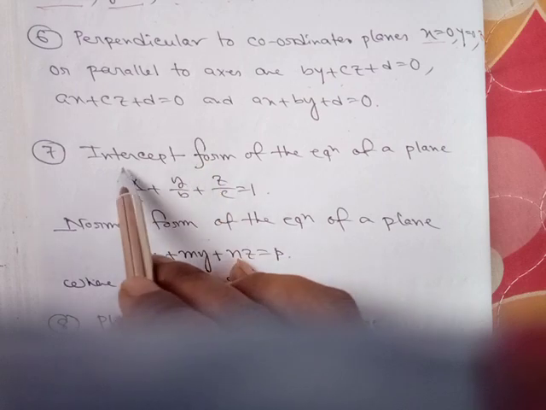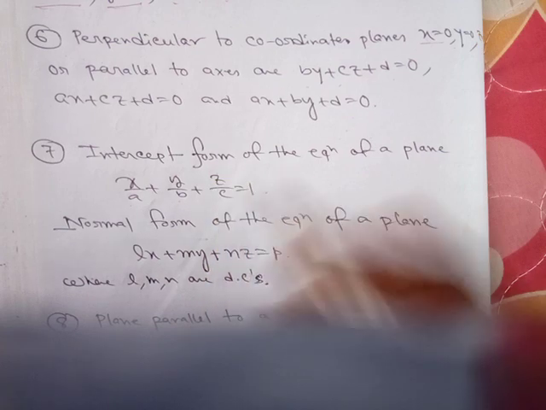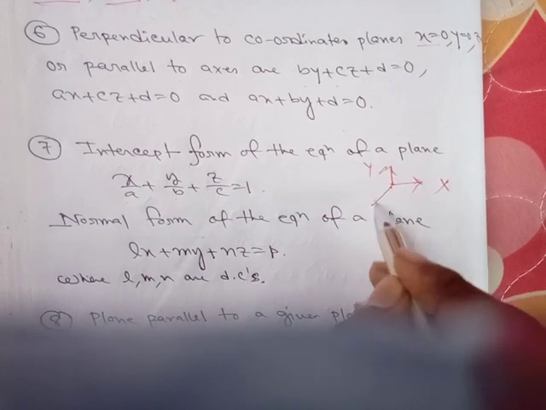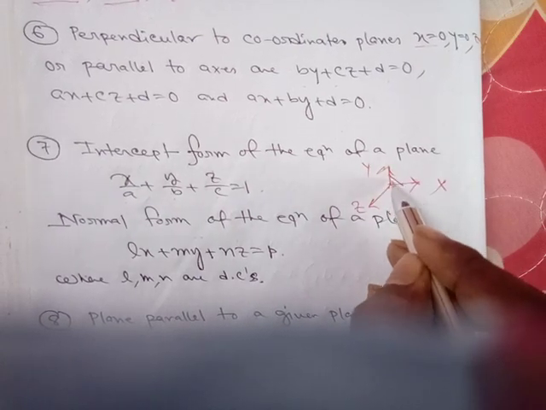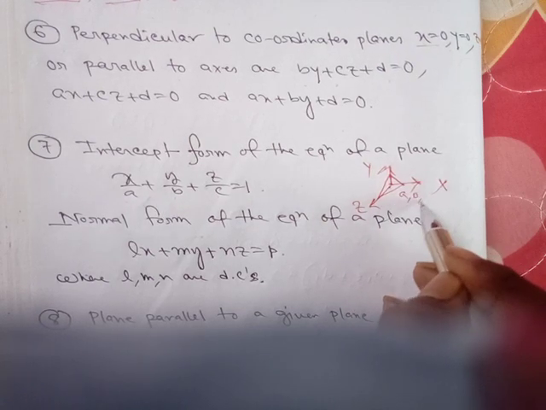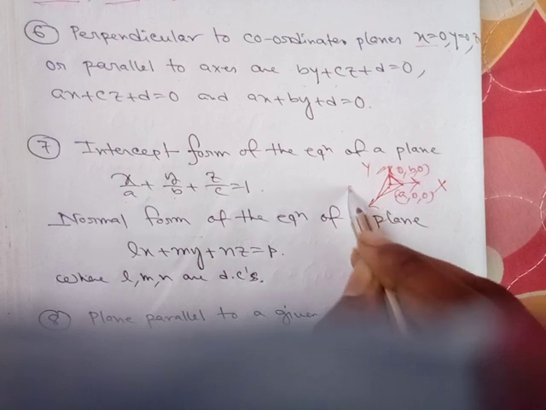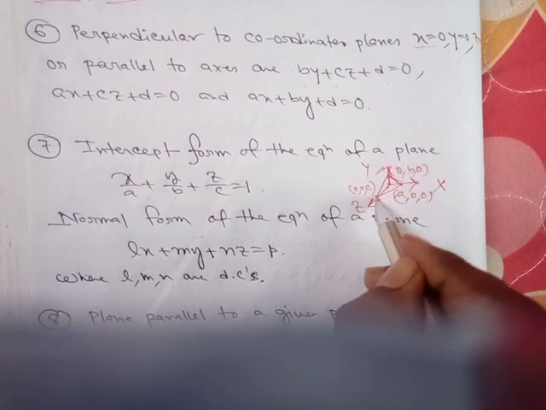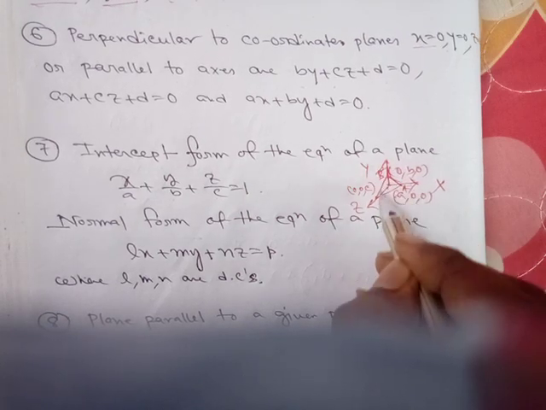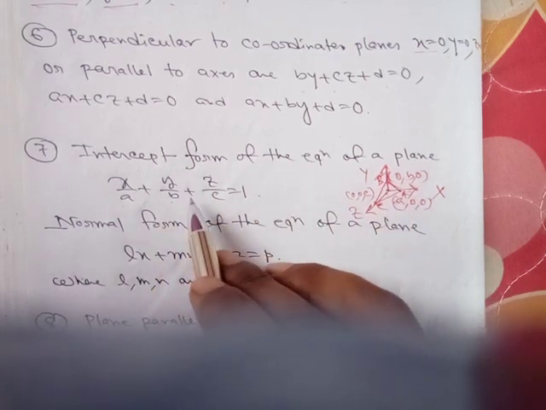Now, the intercept form of the equation of the plane: x by a plus y by b plus z by c equal to 1. If we draw a diagram, this is x, this is y, and this is z. The points are a, 0, 0, then 0, b, 0, and 0, 0, c. Suppose they are a, b, and c. So the equation of this plane is x by a plus y by b plus z by c equal to 1.